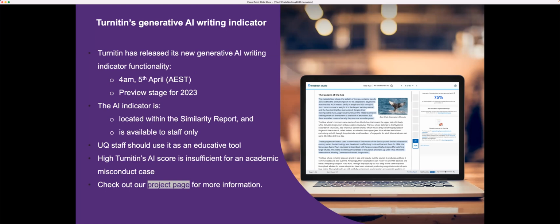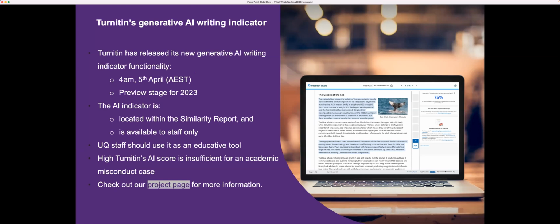The UQ advice, and we've had very short notice, is that staff should only use this tool as an educative tool. So it'll give you some indication about the use of AI by the students, and that will help inform you giving feedback to the students on appropriate use and appropriate referencing, etc. And that's for this year because it is a preview.